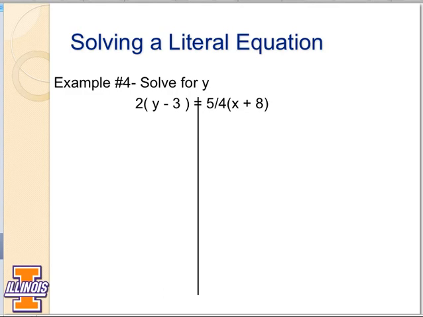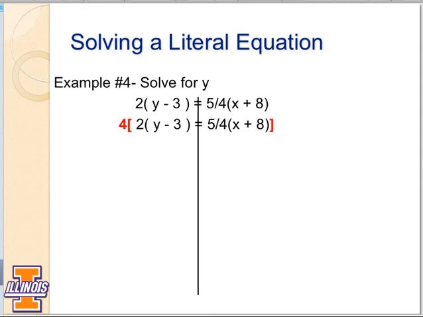Example 4. In this case, I see distribution and I see a fraction. So let's take care of that fraction first. In order to clear a fraction, I have to multiply the entire equation by a common multiple of the denominators. In this case, I only have one denominator, which is 4. So this one's pretty easy. I just multiply everything by 4.